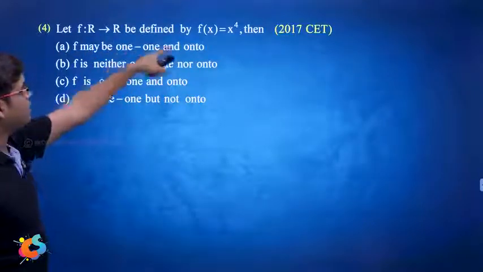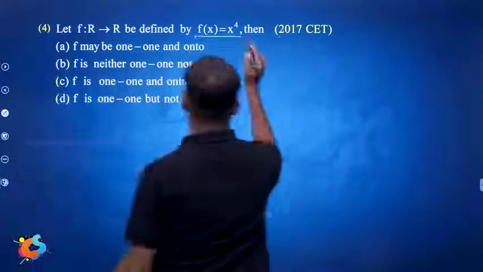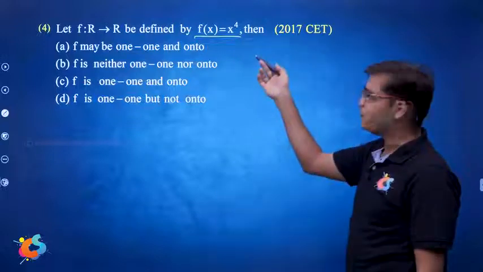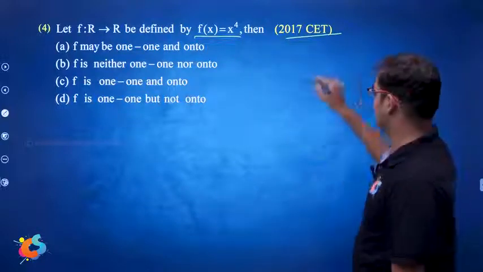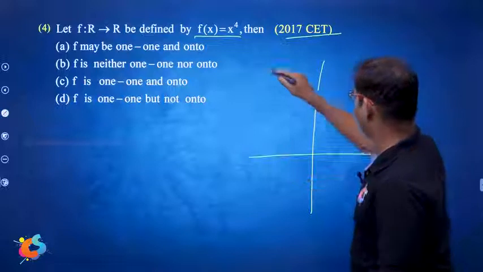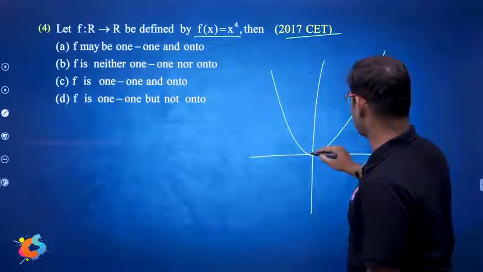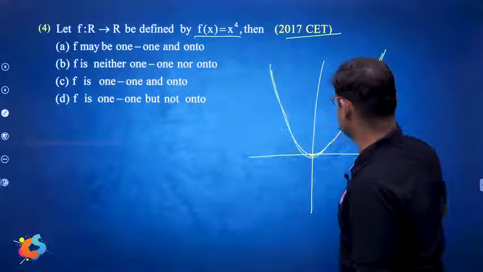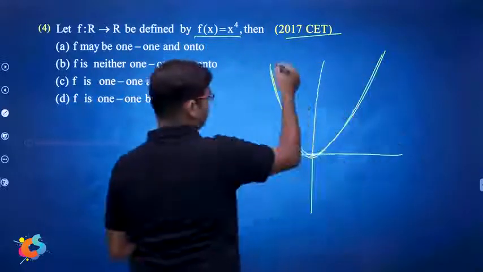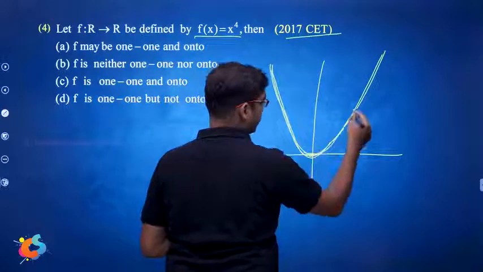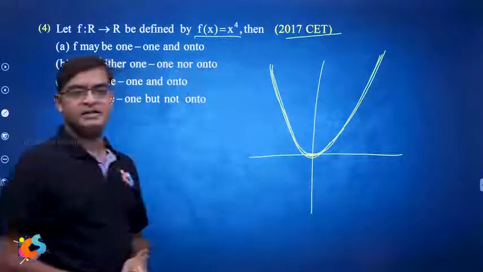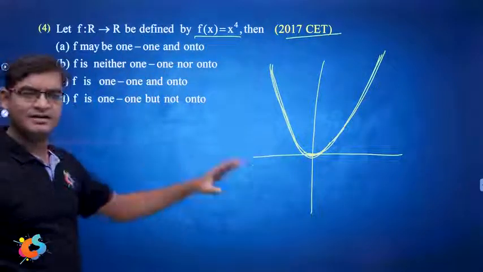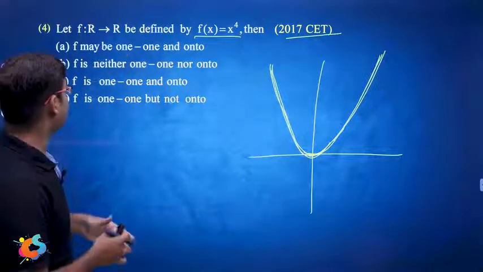f maps from R to R defined by f of x is equal to x power 4. I told you the graph also. The same question has come in CT. So the x power 4 graph we have discussed. It is not a parabola, but it is like a parabola only, like this. Same type as x square. So this should not come down. It is like this. Okay. So now we have the graph of y is equal to x power 4. Even before we have discussed, this is not 1-1 and this is not onto.